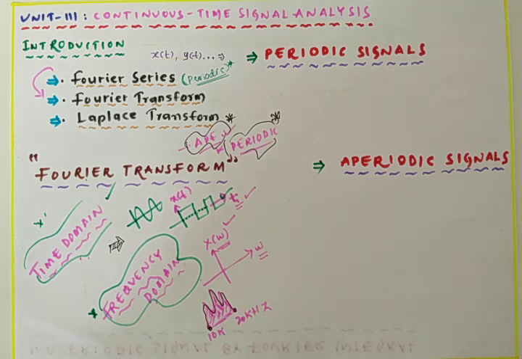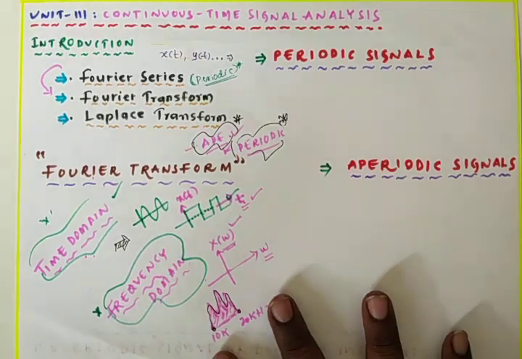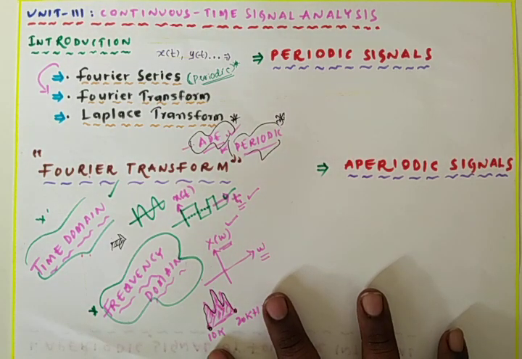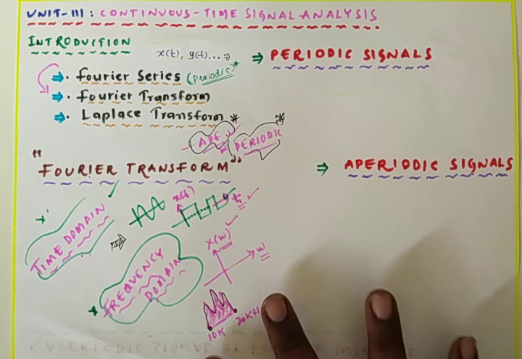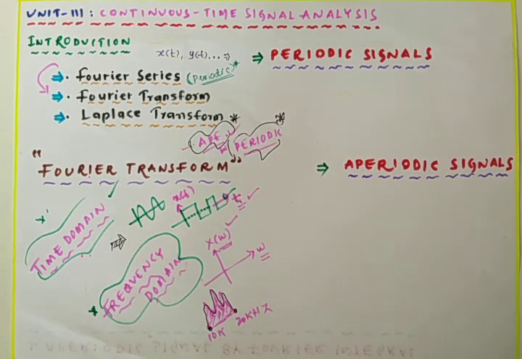A signal which has a finite pattern, and which repeats itself at regular intervals of time, is called a periodic signal. Very simple. A periodic signal should have a finite pattern, a finite shape, which repeats itself at regular intervals of time. And a signal which does not repeat at regular intervals of time is called an aperiodic signal, or a non-periodic signal.